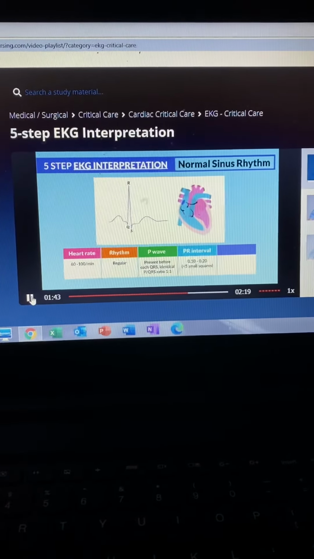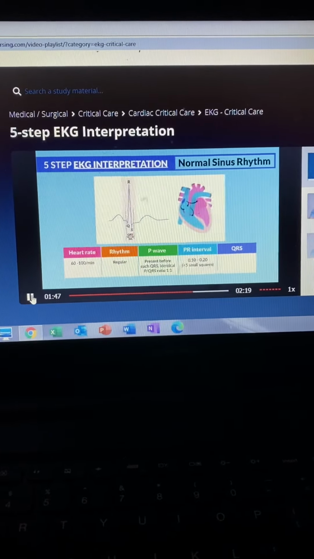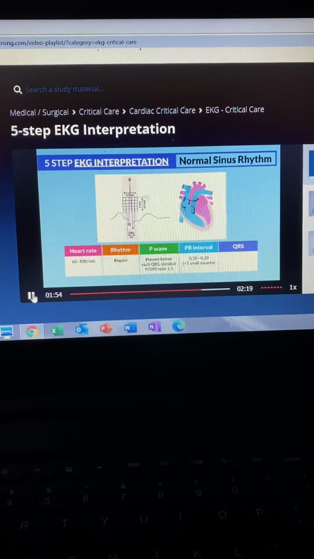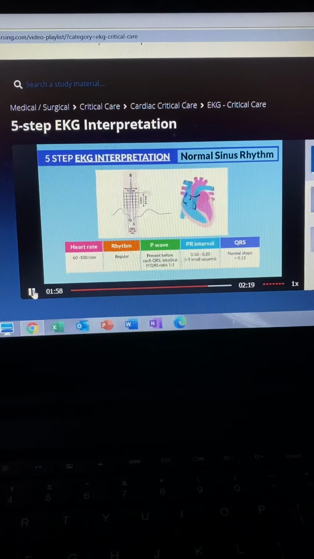And lastly is the QRS, our big ventricular contraction there. So is it present, is it upright, and is it tight? It should not be wide. It should only be about 3 little tiny boxes, or basically 0.12 of a second.